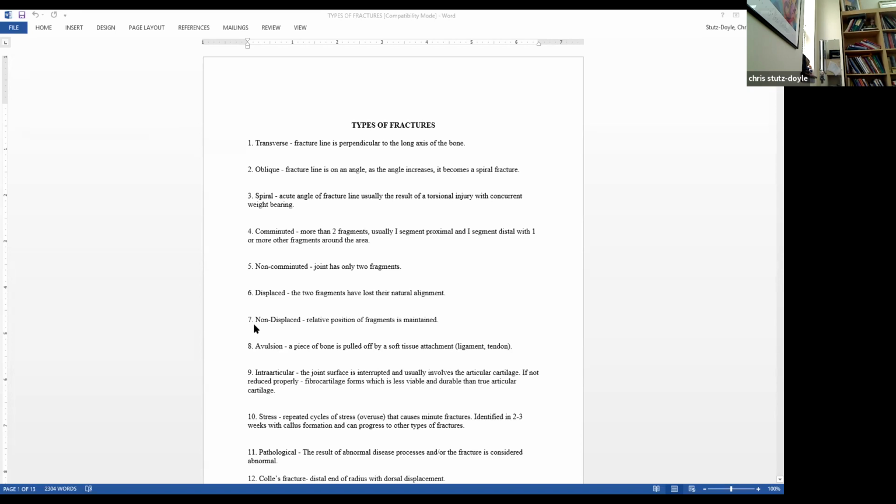A spiral fracture may also be associated with child abuse. I'm not saying it is 100% of the time, but if a child came into the ER with multiple spiral fractures, it's a torsional injury on a long growing bone. So if they were yanked by the arm, you could have a spiral fracture. That's a torsional injury. A comminuted fracture is when there's more than two fragments, proximal and distal.